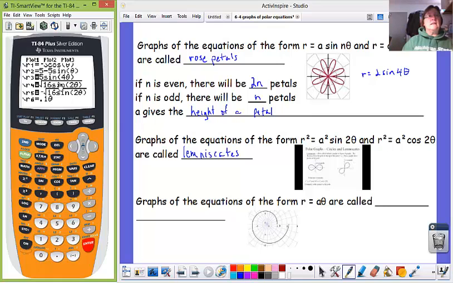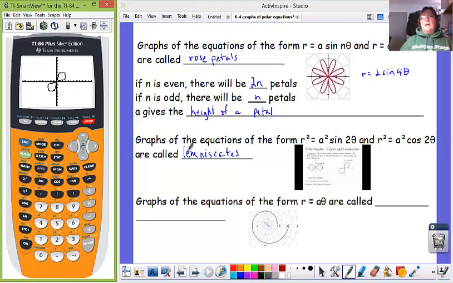This is a sine that I have going, and the sine ones have to do with the y-axis, so I want you to see where they come out. The sine one is the one that's tipped like this. Cosine lays flat along the x-axis.